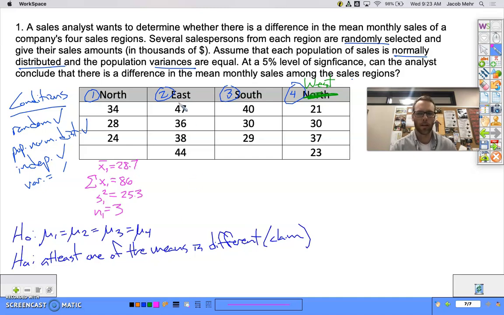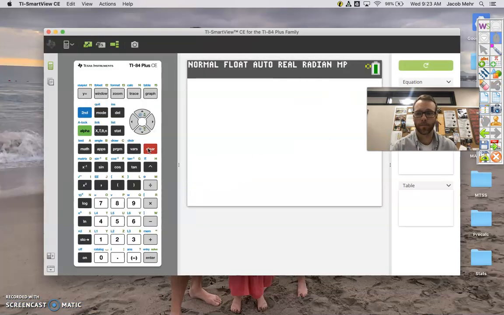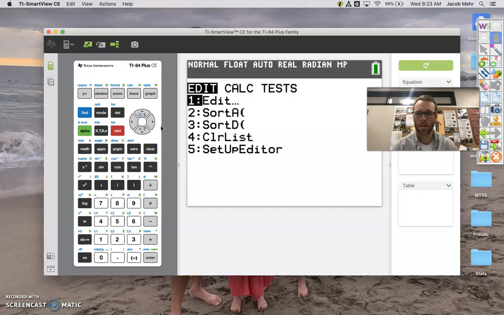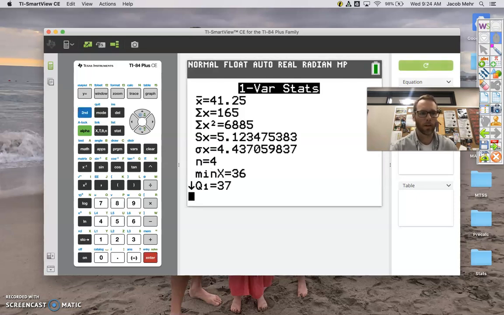Now we can do the second list, and this will be our X bar 2, sum of the X's for 2, variance for the second one, and sample size for the second one, that's 4. So I'll just go back to my calculator. I'll go stat, calculate, one variable statistics. Now I'll change it to list 2. And we'll write these down.